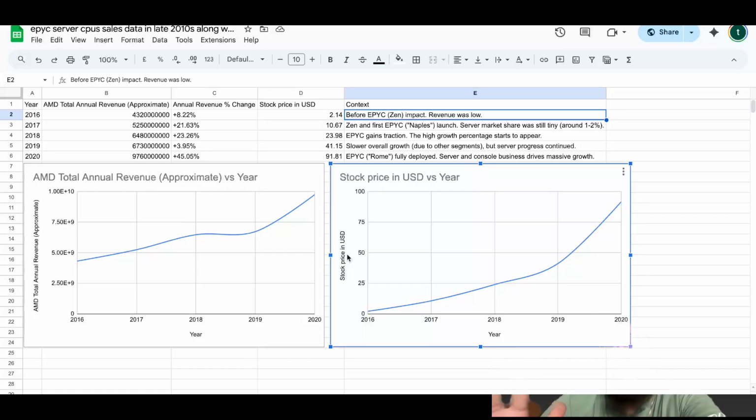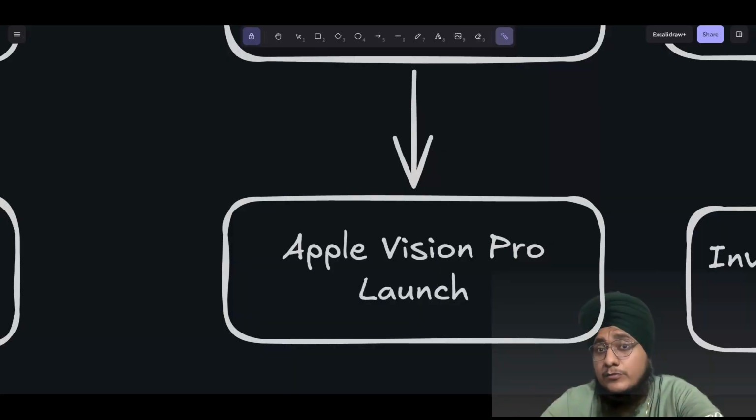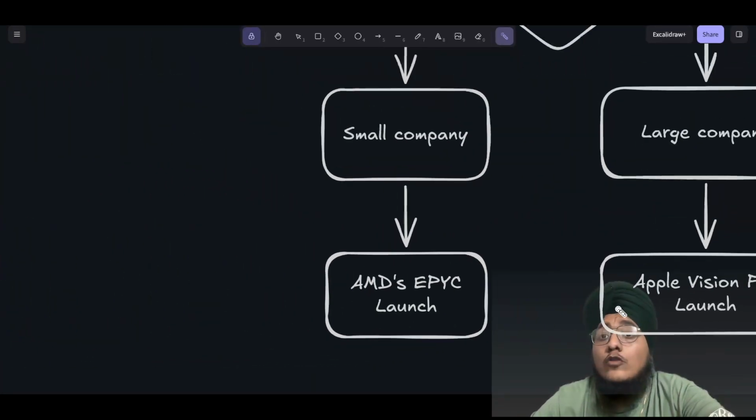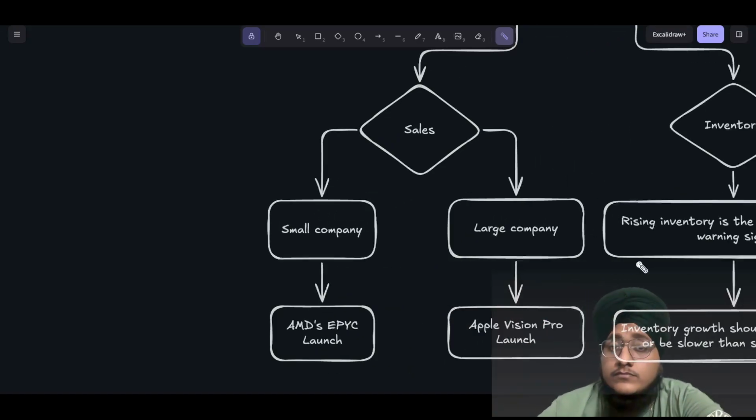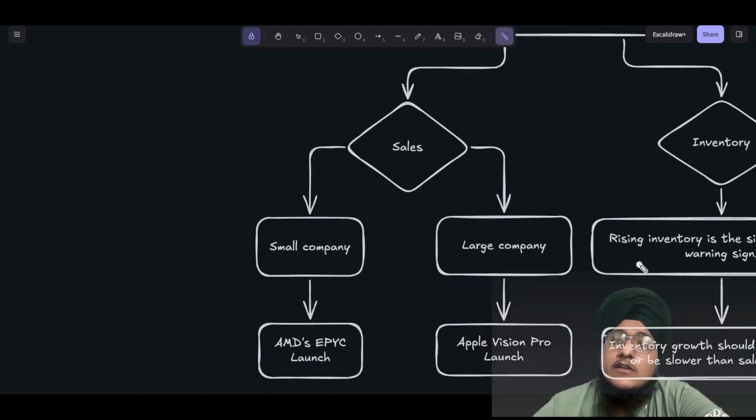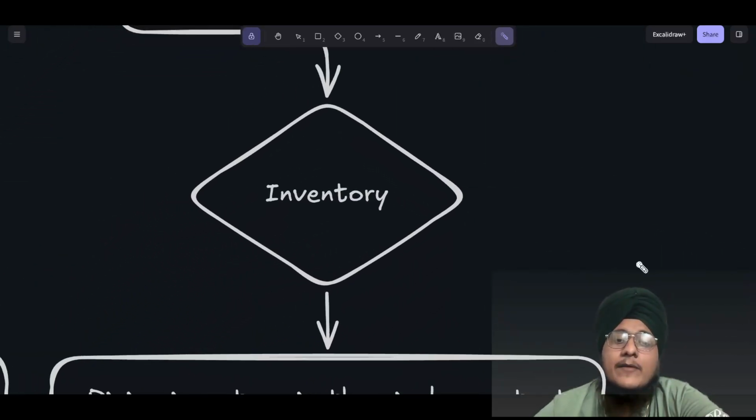And as obvious as it seems, it's pretty easy to miss. So always look up a company's segment reporting to find its sales breakdown, right? So let's move to the next concept, inventory.